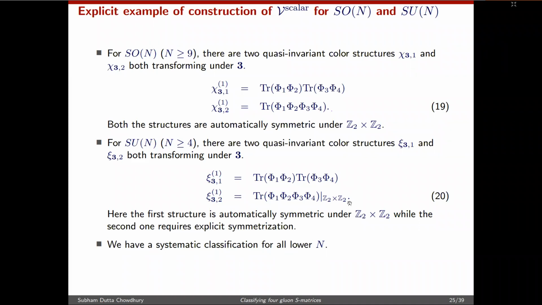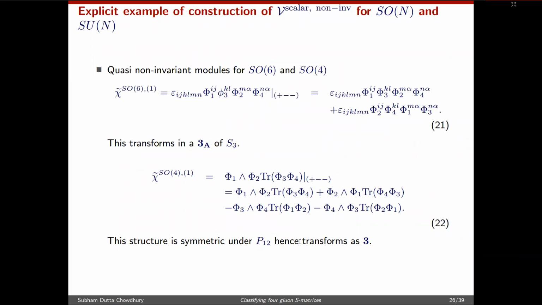Similarly, for SU(N) it's also the same, but unlike SO(N), where this single chain of trace is automatically Z2 times Z2 symmetric, this is not so here, right? And we have a systematic classification for lower n. Similarly, one can also construct the non-invariant modules, and for example, in SO(6), because of the existence of this special epsilon tensor, you can construct these Z2 times Z2 antisymmetric modules.